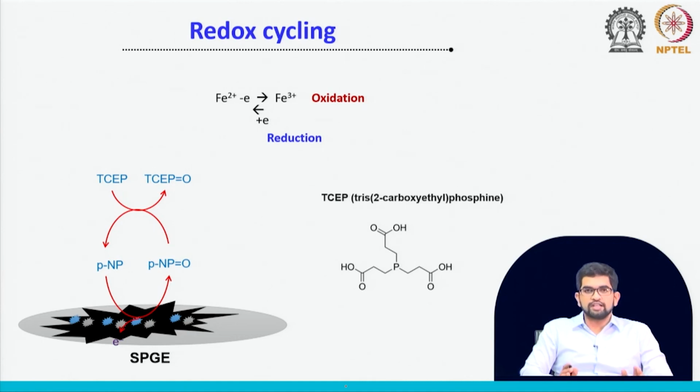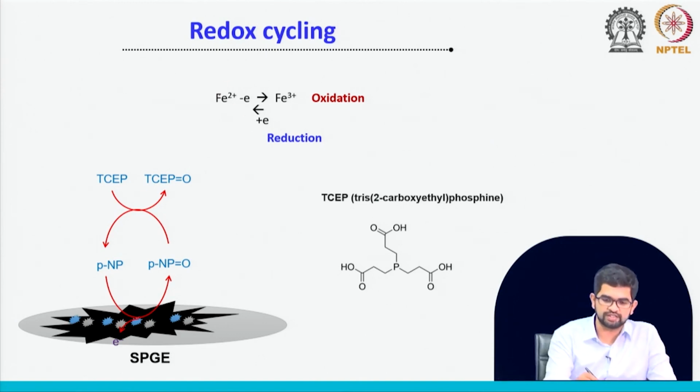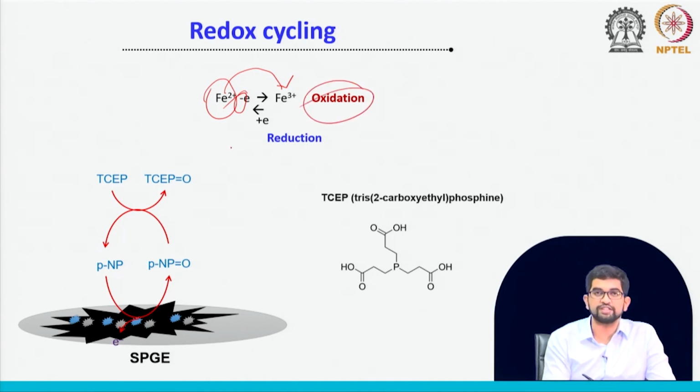Redox cycling: what are the oxidation and reduction reactions, I already told you in the last class, but I just want to summarize. If you have a redox mediator, like Fe2+, and you want to oxidize it to Fe3+, you have to release one electron, e-. This process is called oxidation. Now if Fe3+ forms Fe2+, it accepts one electron, and that is reduction. When these oxidation and reduction processes happen simultaneously on your electrode surface, that's called a redox reaction.